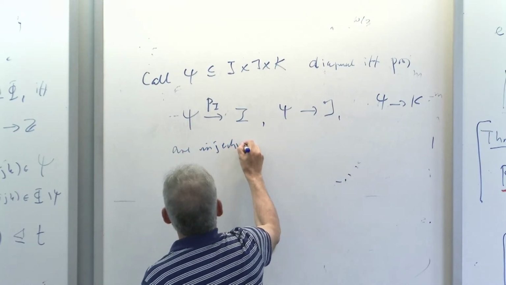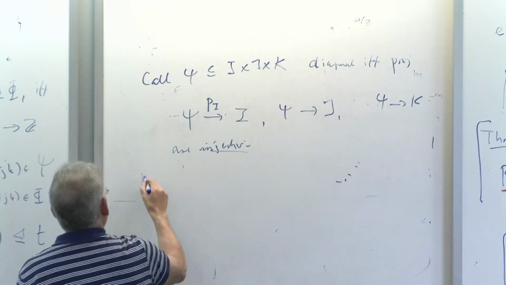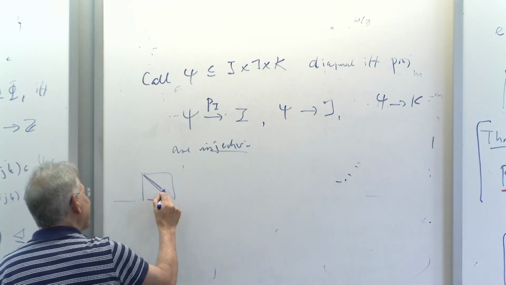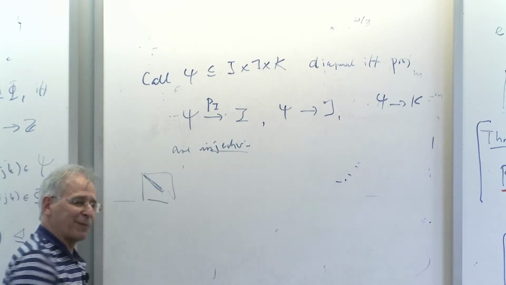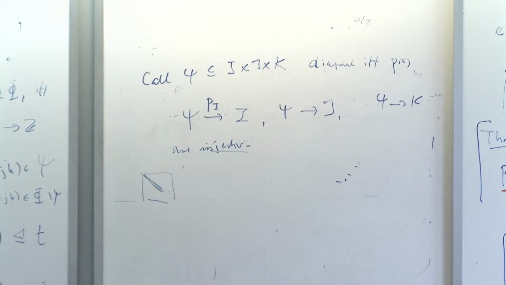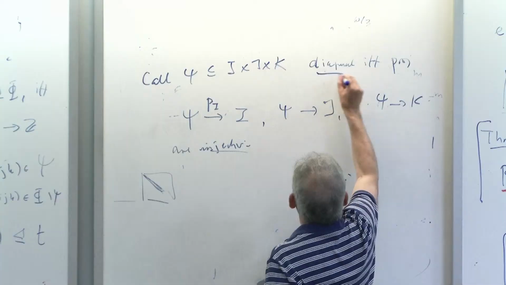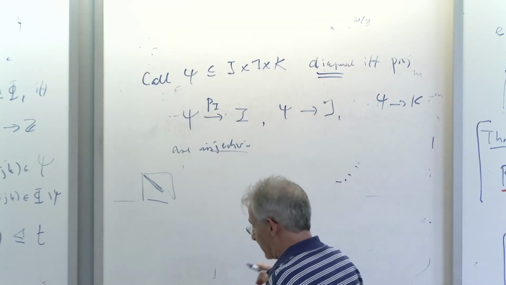You want these projections to be injective. It's something like, in 2 dimensions, maybe not full, something. Of course, you can have permutations, but in 3 dimensions, like a 3-dimensional partial matching thing. This is a diagonal.